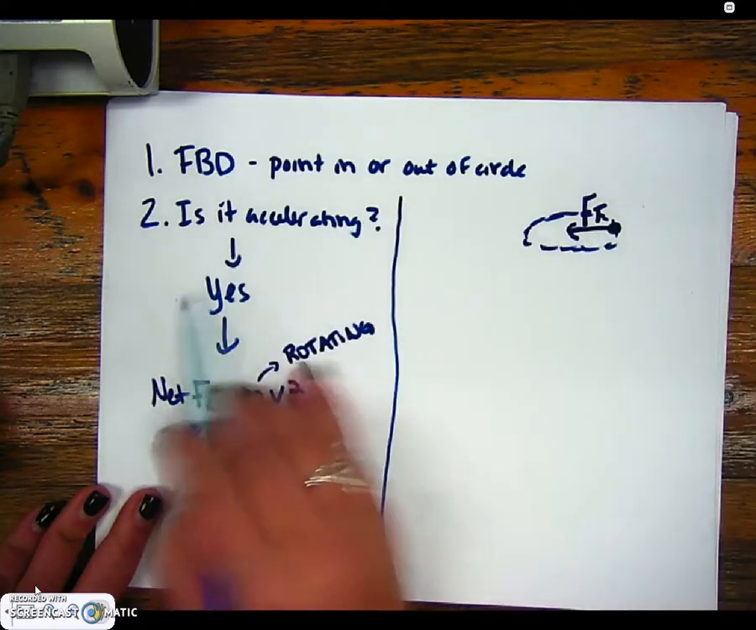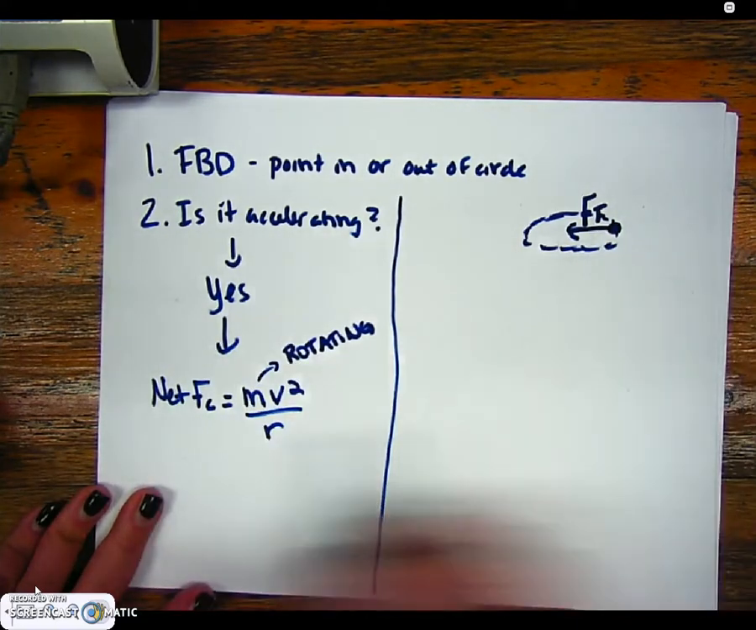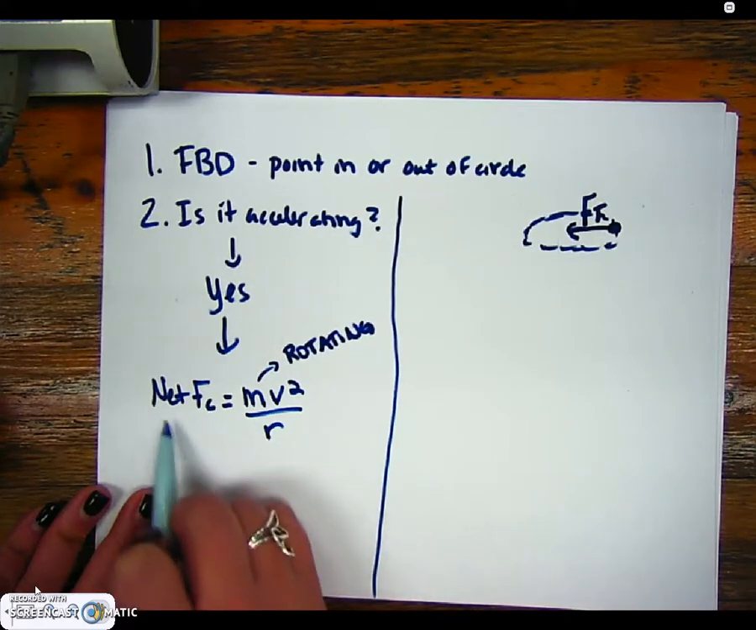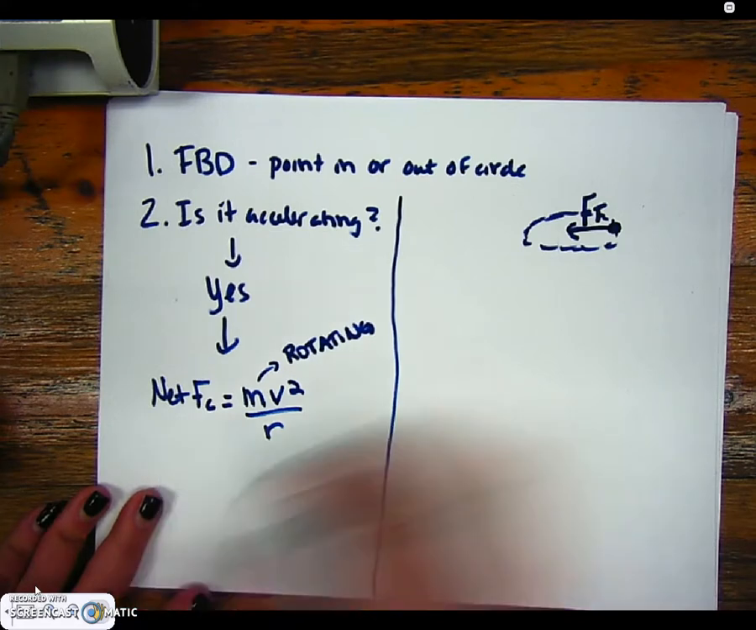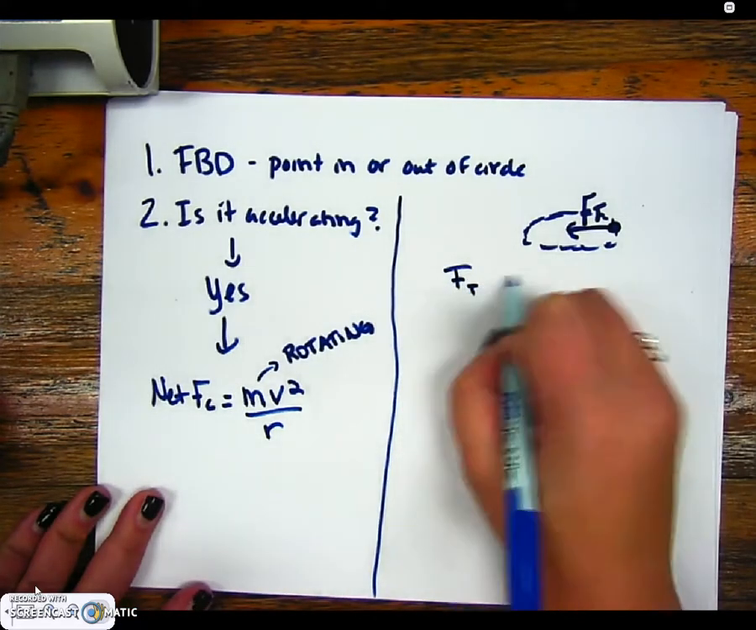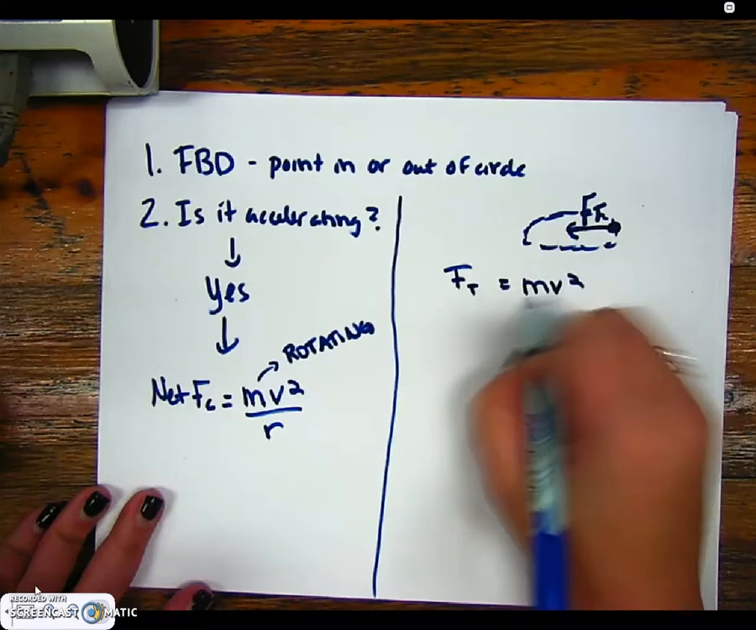So is it accelerating? Yes. So if I wanted to solve this, I would just plug in and put my net forces that were pointing into or out of the circle right here. And I just say, okay, well, Ft is equal to mv squared over r.